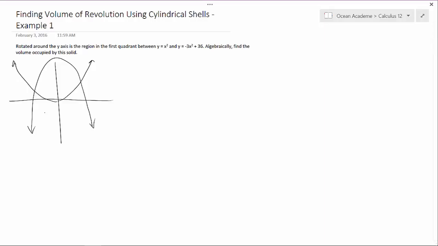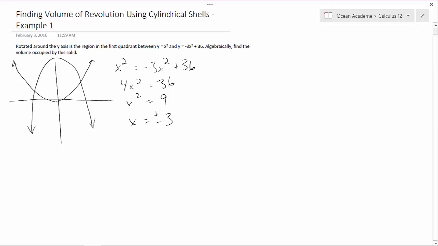Now, in order to find out where these intercept, we have to set these two equations equal to each other. So x squared equals minus 3x squared plus 36. So solving for x, we've got 4x squared equals 36. X squared equals 9. So x equals plus or minus 3.